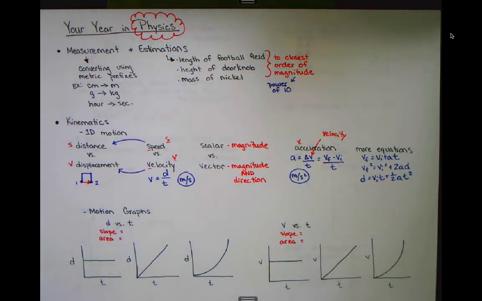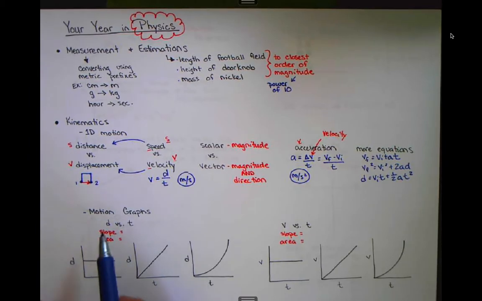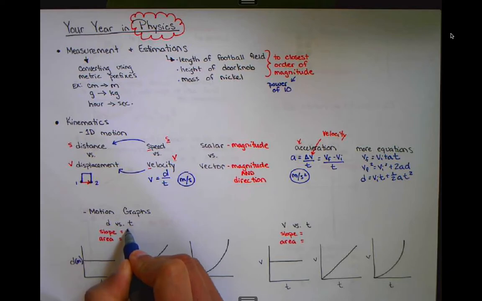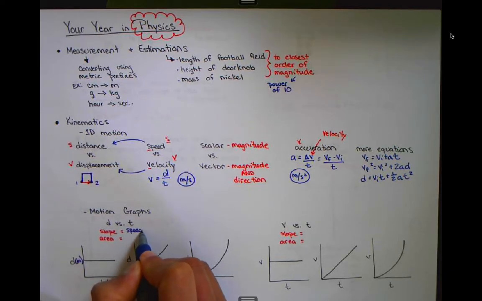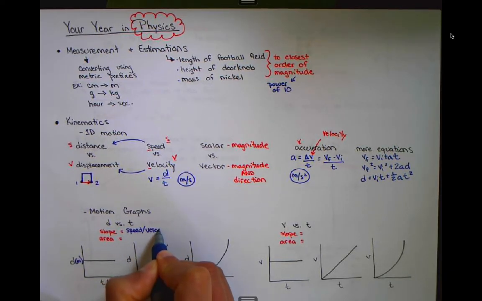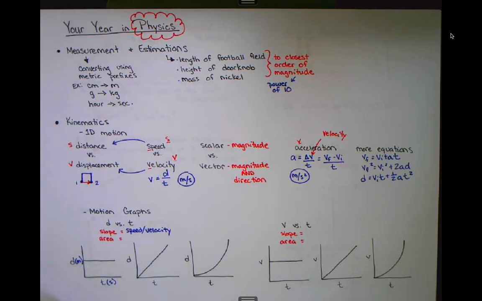Then we started talking about motion graphs. So motion graphs got into looking at how objects are moving, right? And so the first things we looked at were distance versus time graphs. And so the distance versus time, the slope, change in y over change in x, would be meters. Remember, for the slope, we look at units, meters per second. And that gives us, meters per second, is the speed or the velocity. Right, so the slope represents speed or velocity.